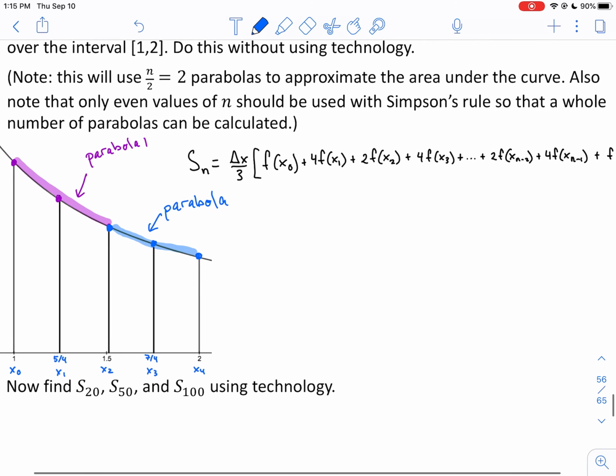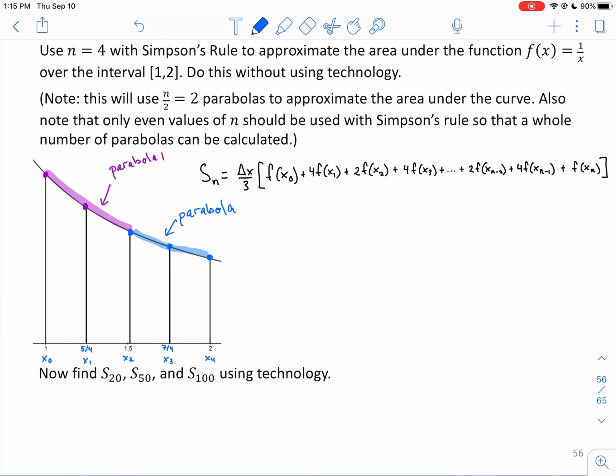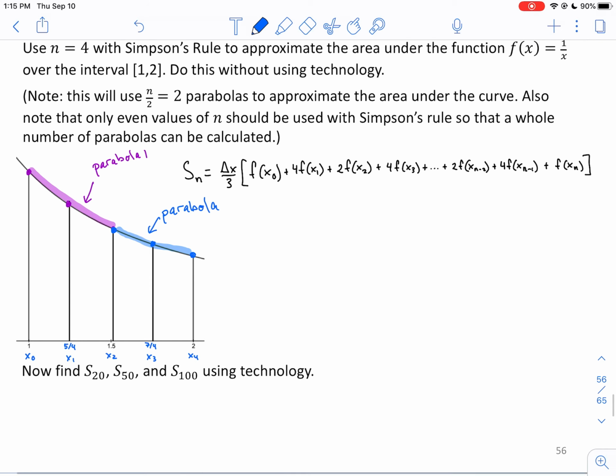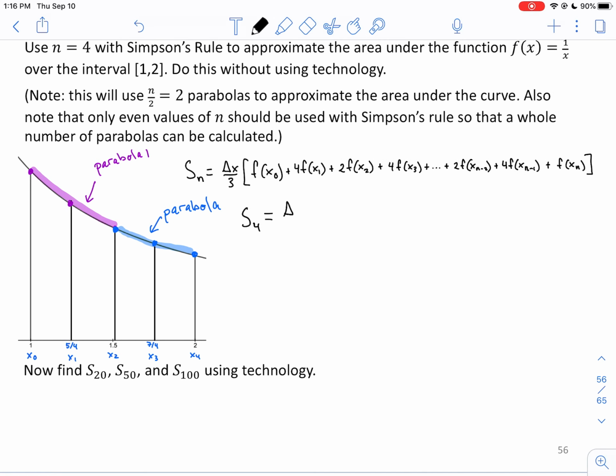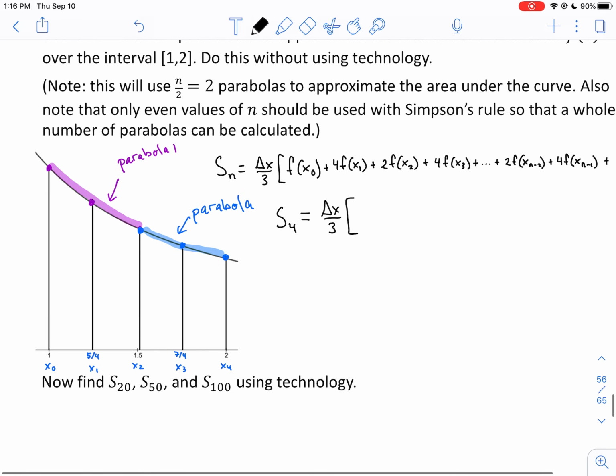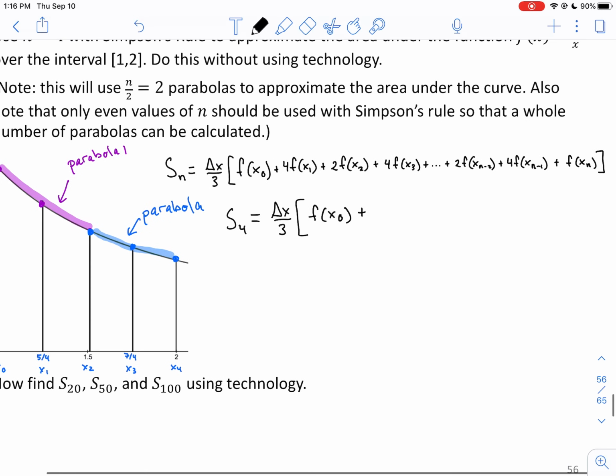And the general formula I've written to find the area under these parabolic arches is given right here. Now let me show you what it looks like specifically for S sub 4. So Simpson's rule using 4 subintervals. It's going to be delta x divided by 3. We're going to use the first x coordinate and just do 1 copy of that y coordinate. So f of x naught, but only 1 copy of it. Then we start this 4, 2, 4, 2, etc. up and end on 4, alternating coefficients until we get to the second to last. And then the very last term will have a 1 coefficient again.